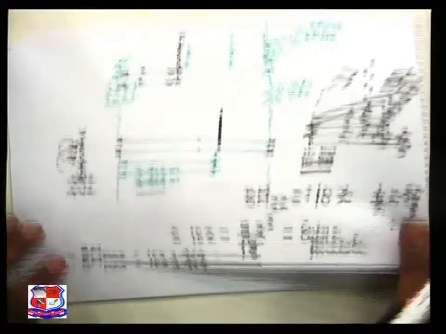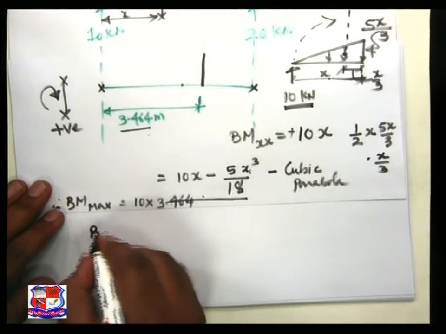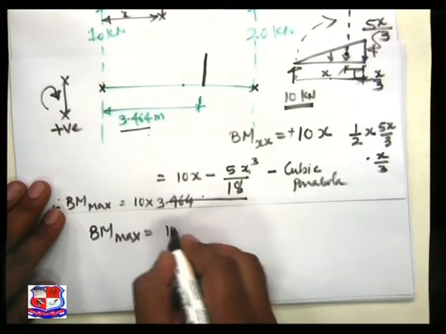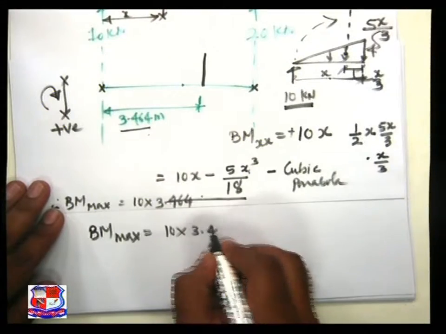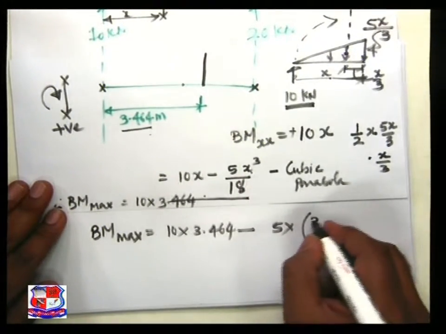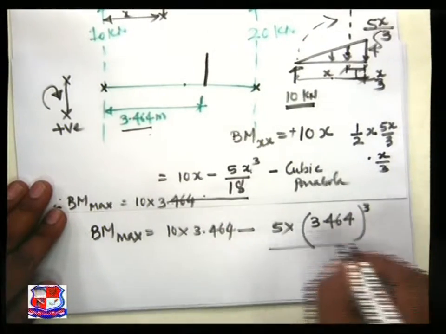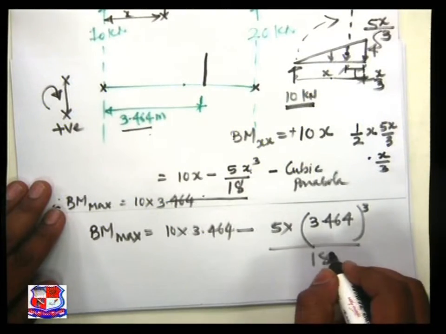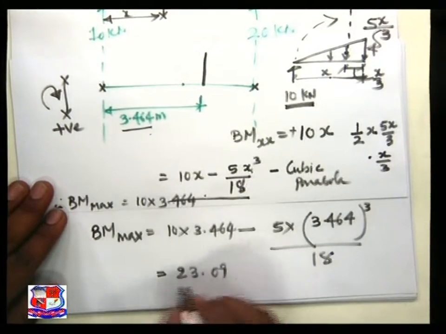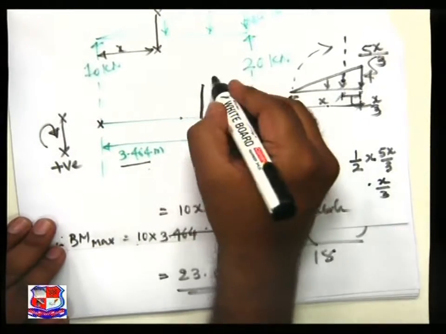Let's take another page. Bending moment maximum is equal to 10 into 3.464 minus 5 into 3.464 cube divided by 18, and we will achieve this value as 23.09. So this ordinate is known to us, that is 23.09.